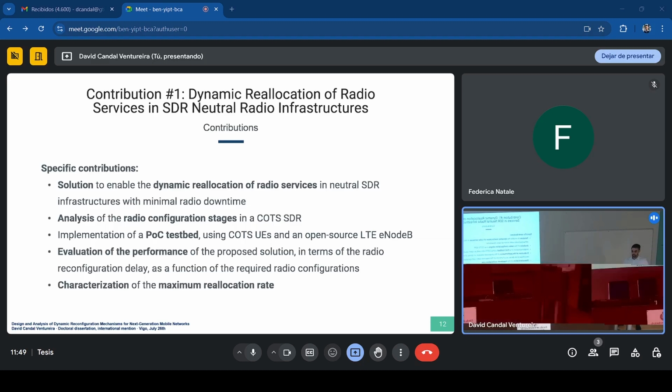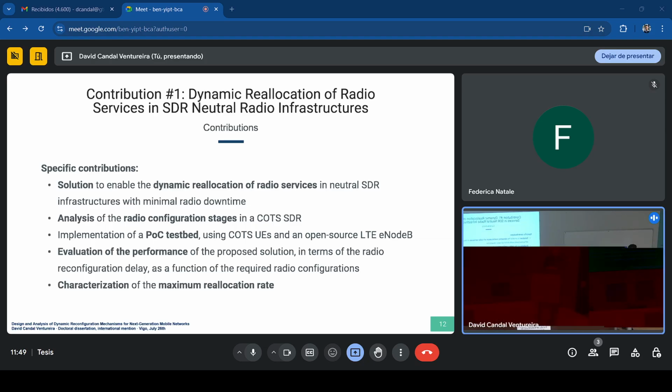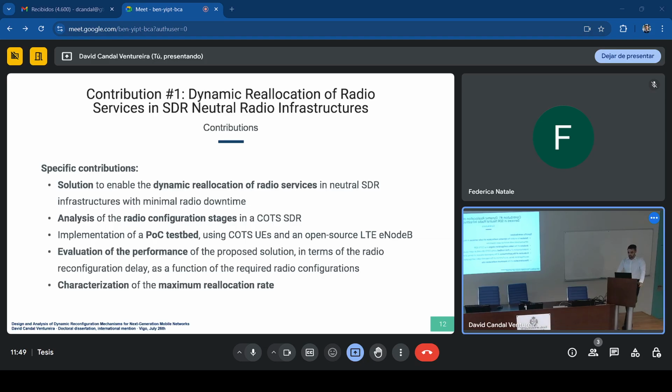In summary, in this work, we have proposed a framework that enables infrastructure providers to relocate the SDR to different radio services, which allows the adaptation of the infrastructure for better overall performance. This solution enables new business opportunities, such as auctioning the radio devices, that is, letting the operators bid for the use of a specific radio equipment.